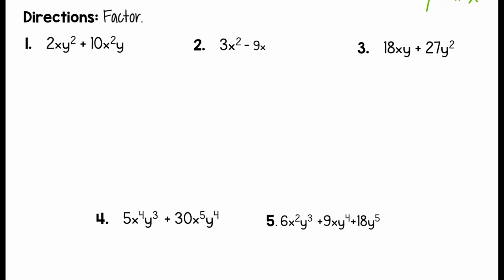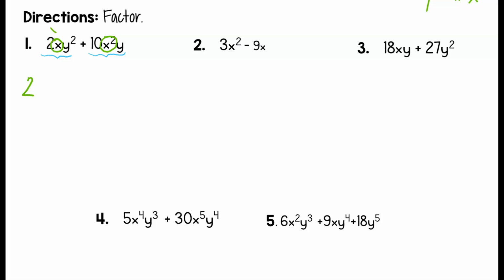So in the first one, we have two terms, 2xy squared and 10x squared y. Those are the two terms of that binomial. Now, as far as 2 and 10 is concerned, they are both divisible by 2. Then when you look at the letters, this one has an x and this one has an x squared.